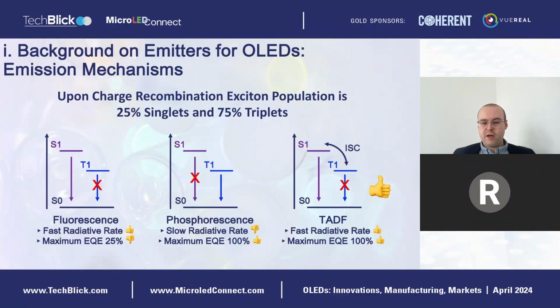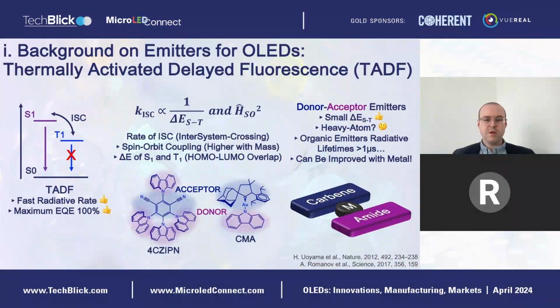And then we have the new family, which is TADF, where you get an up conversion from the triplet to the singlet excited state, and then you emit from the singlet. Because you can, again, harvest all the available excitons, the maximum EQE is 100%. And the good news is they show faster radiative rates than the phosphorescent emitters. So what is TADF? That's thermally activated delayed fluorescence.